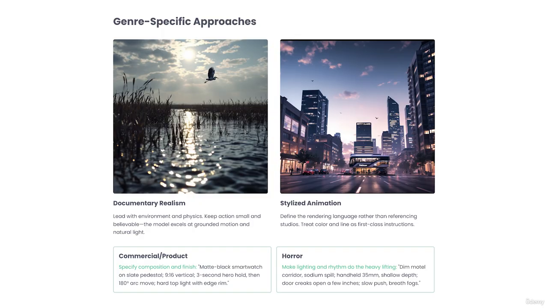For horror, make lighting and rhythm do the heavy lifting. Dim motel corridor, sodium spill, handheld 35mm shallow depth, door creaks open a few inches, slow push, breath fogs. On Veo 3, ask for low rumble, door creak, rising strings, but keep dialogue minimal. Short clips favor texture over speech.